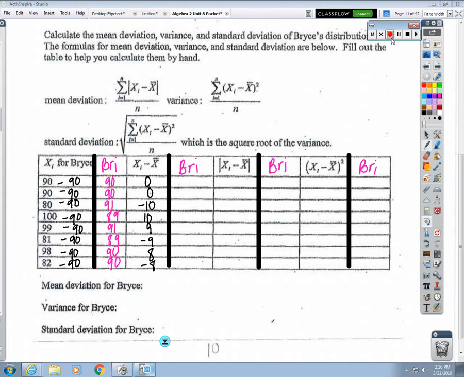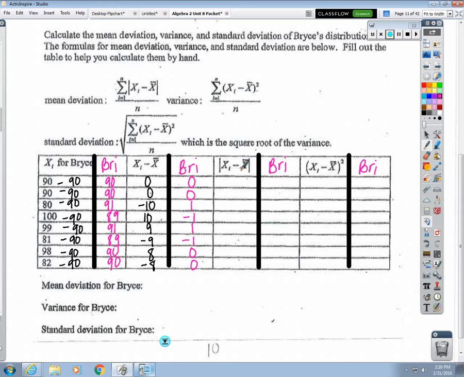Anna, her test scores are right here in pink. What was her mean score? A 90 as well. So 90 minus 90 is 0. There's another 90, so that's another 0. 91 minus 90. 1. 89 minus 90. 91 minus 90. 89 minus 90. 90 minus 90. And 90 minus 90. Okay, those are the deviations from the mean.